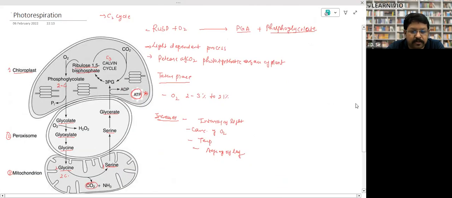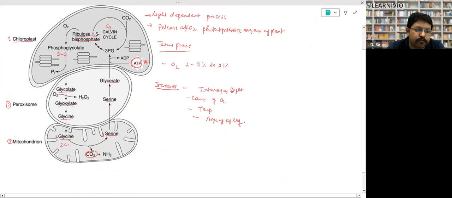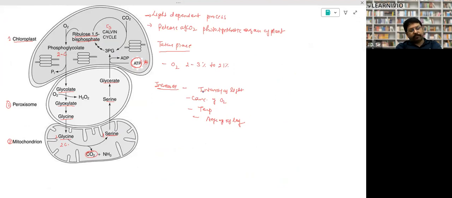Photorespiration. Can anyone tell me what is photorespiration? You will not get this cycle, but you will get the question. You can get the question from this topic. What is photorespiration? Any gentleman or gentle lady who is going to help me? Tell me. No one? Okay, fine. So let me tell you.